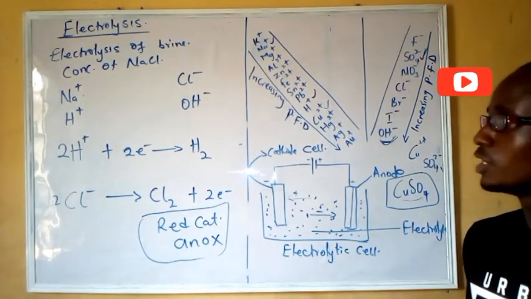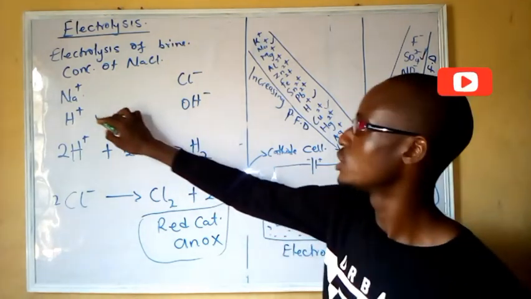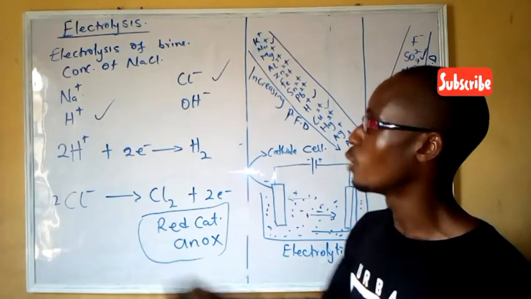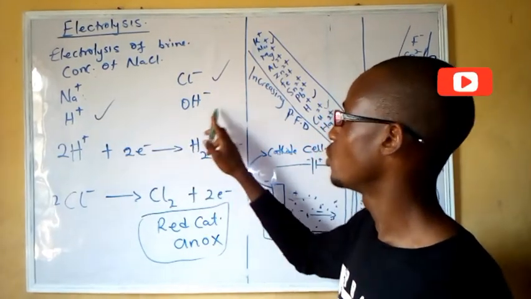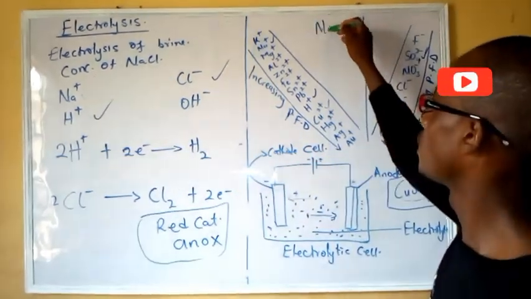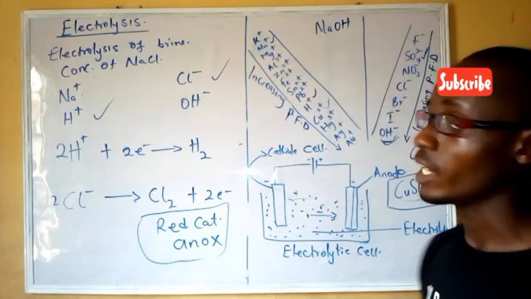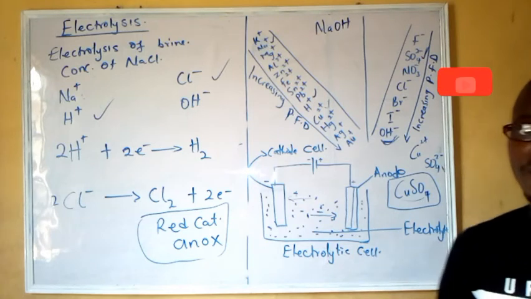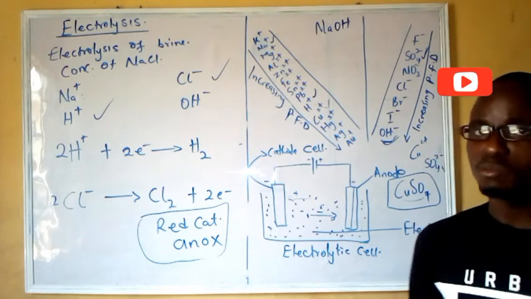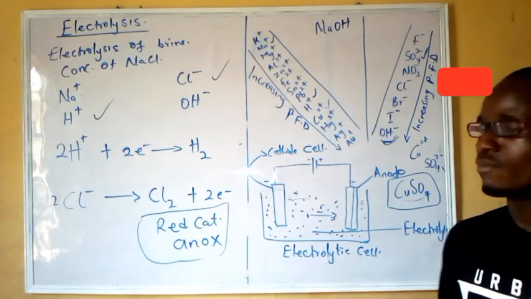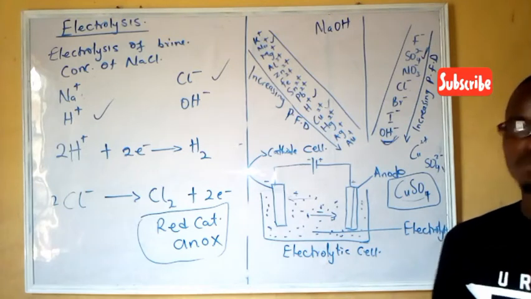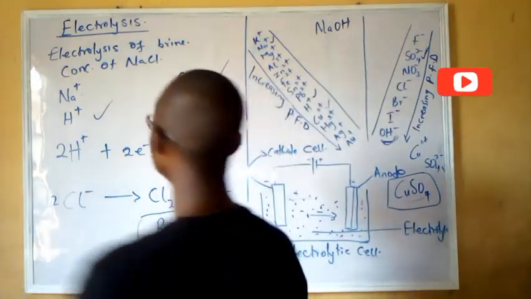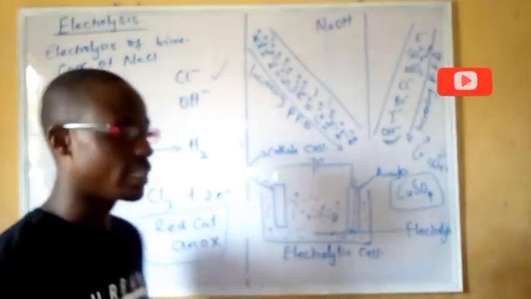So, what are the ions left after H+ has been discharged first and Cl minus has been discharged first? I'll be left with Na plus and OH minus, which gives us NaOH. That's sodium hydroxide, a base. So meaning that this electrolysis of brine is another means of producing sodium hydroxide. Yeah, it's another means. So that is that on the electrolysis of brine.